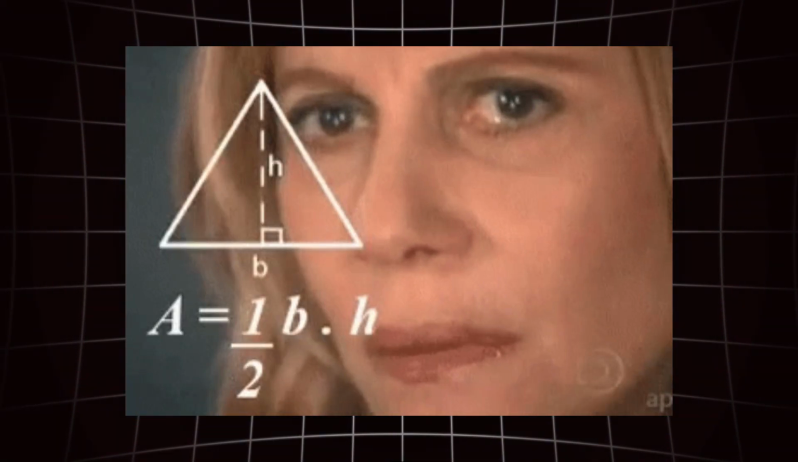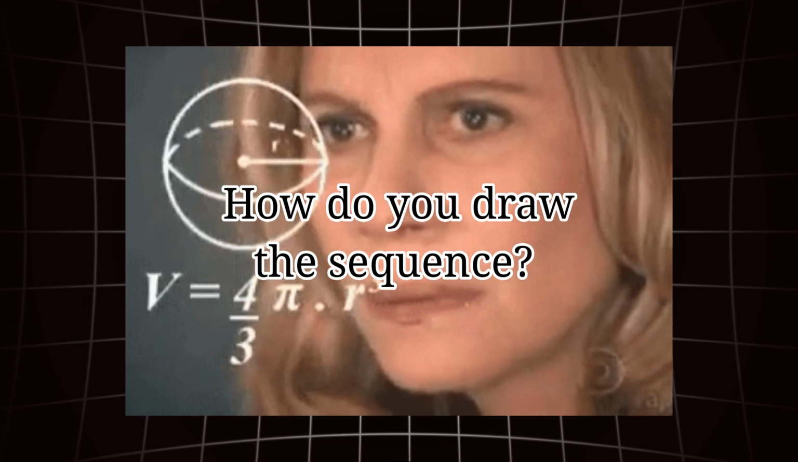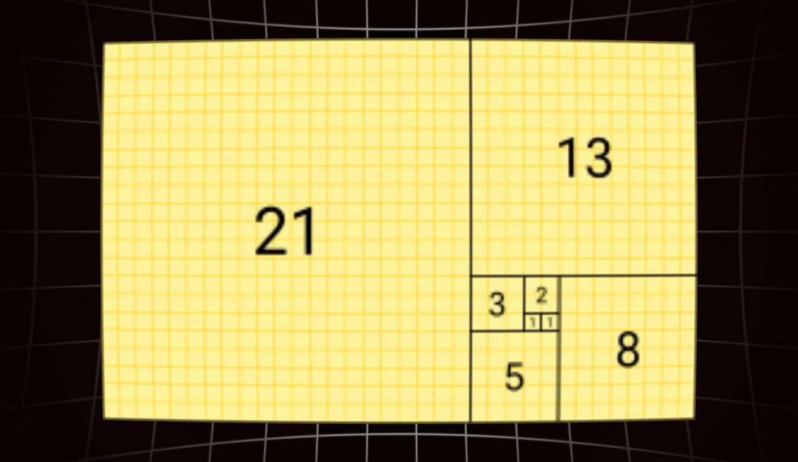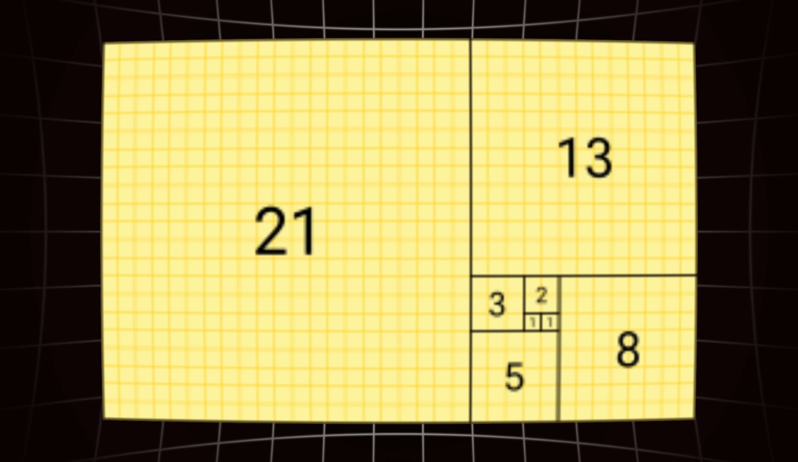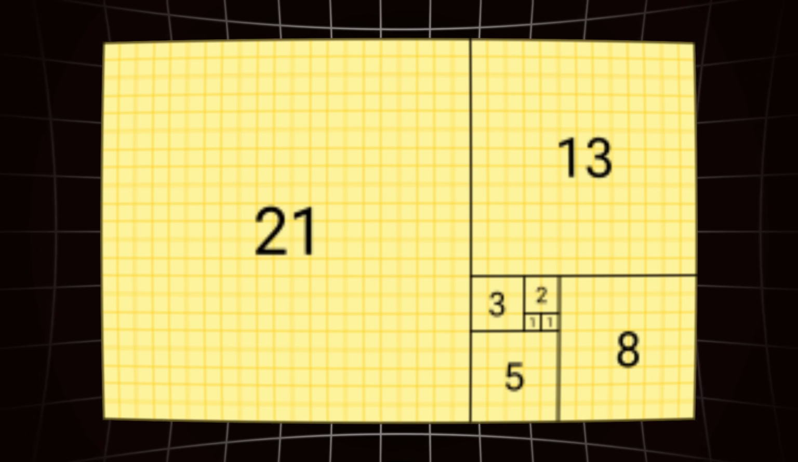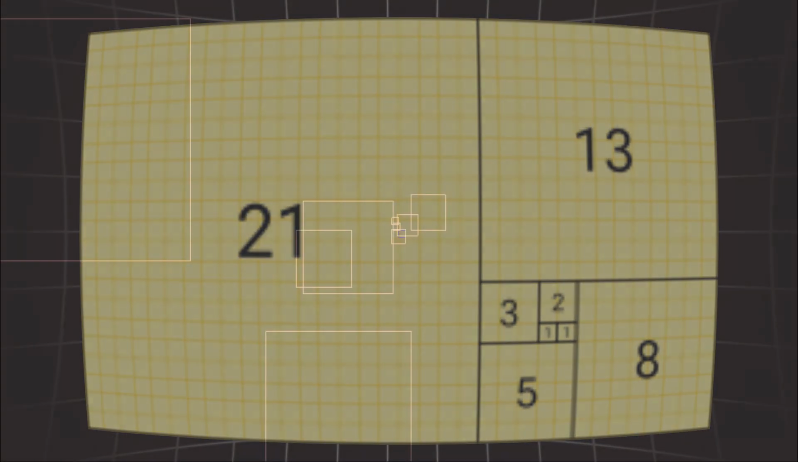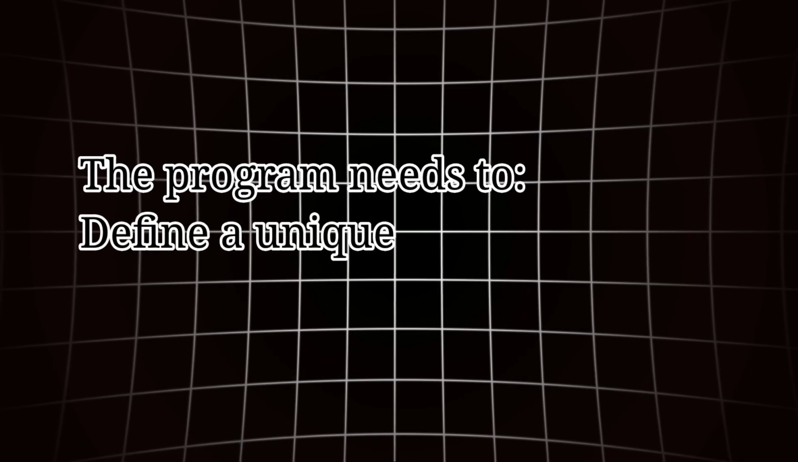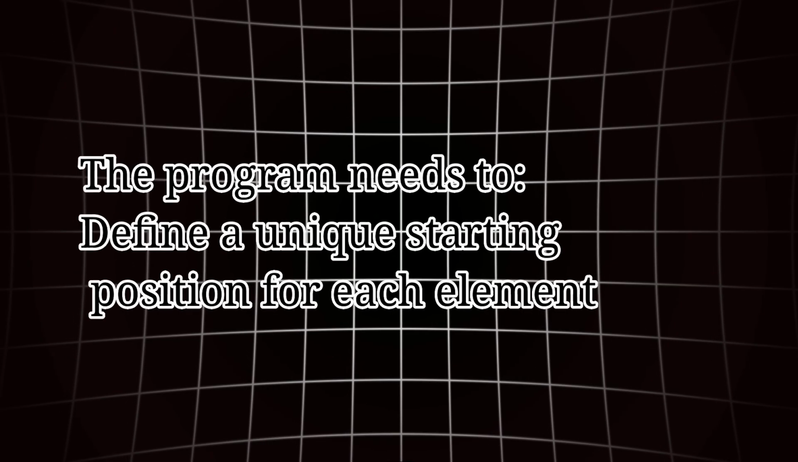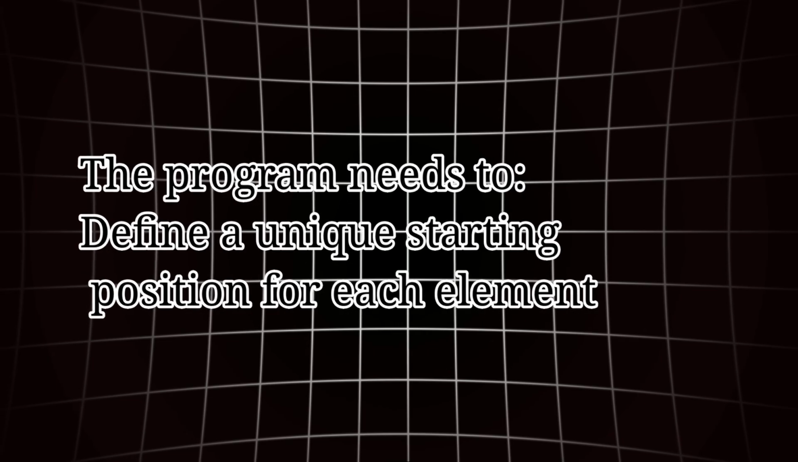Here comes the hard part. How do you visually represent this? At first, I thought I'd just tell the computer to draw a box with an area equal to each element. However, all boxes ended up being in one place. So how do you write a program that defines a starting position that's unique for each of our numbers?